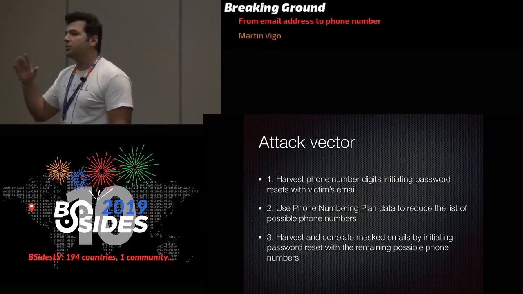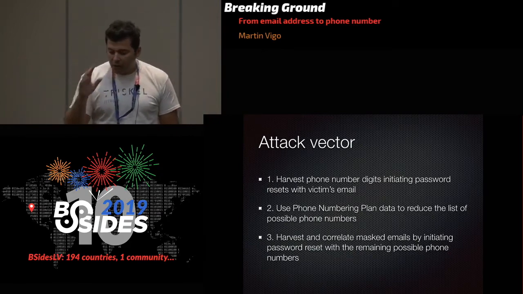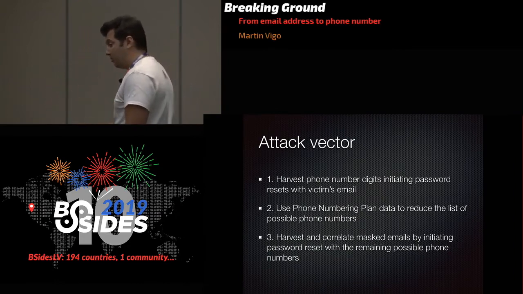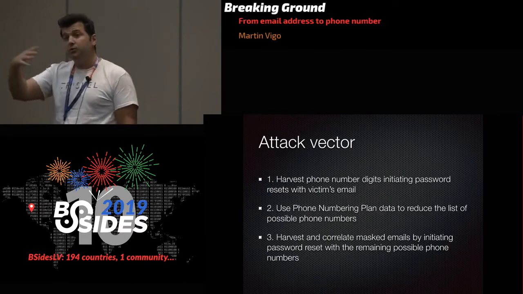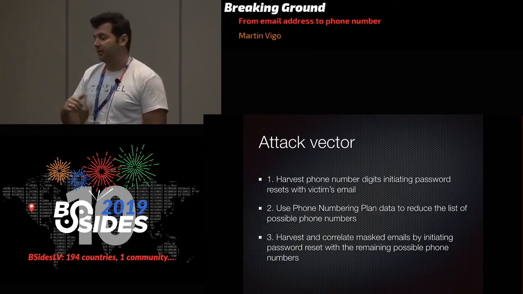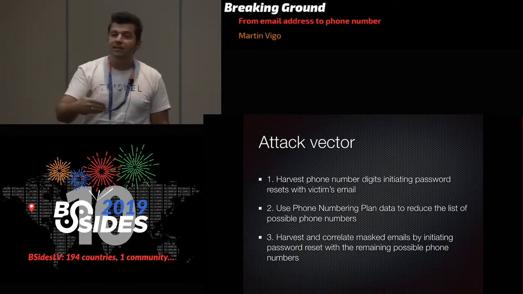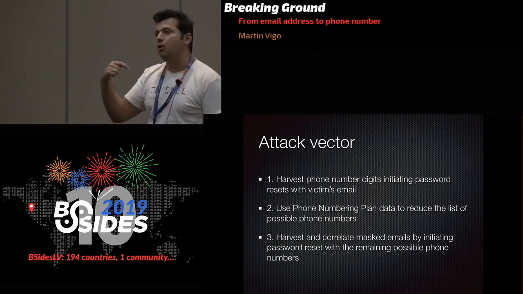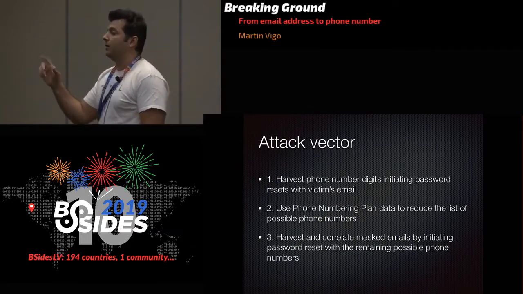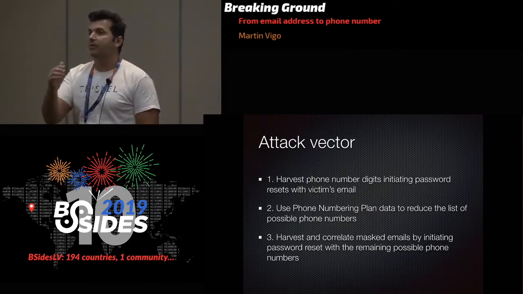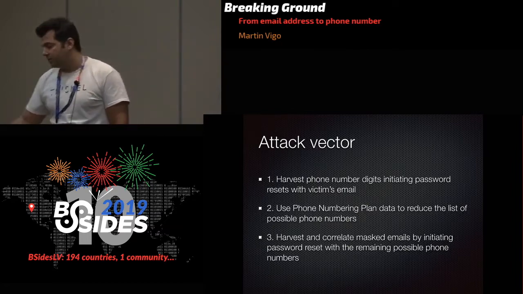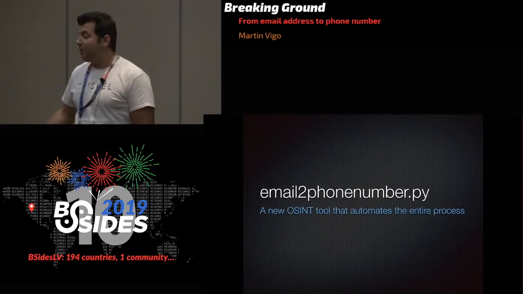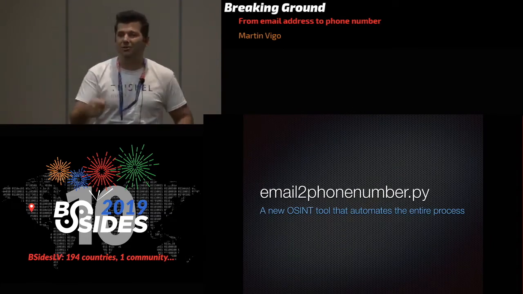Next, we use publicly available data and knowledge about the phone numbering plan of the country that you are targeting to reduce the possible phone numbers that there are. And then with the list of the possible valid phone numbers that we have left, we use services to go reset the password and correlate it to the original email that we have. And that's how we find out that person's phone number.